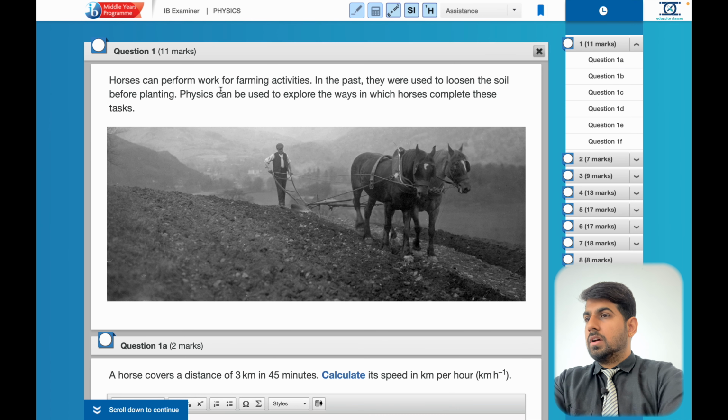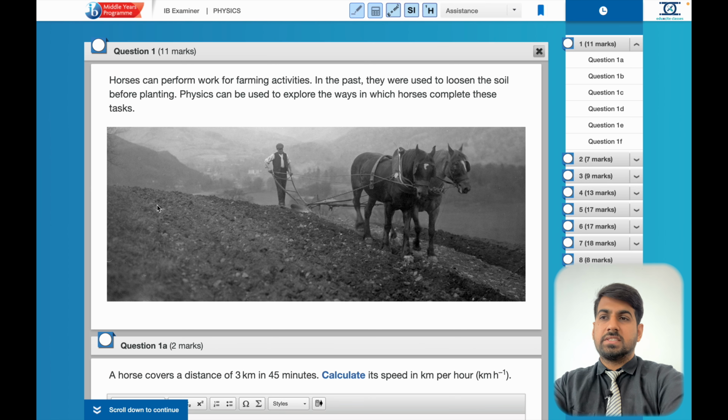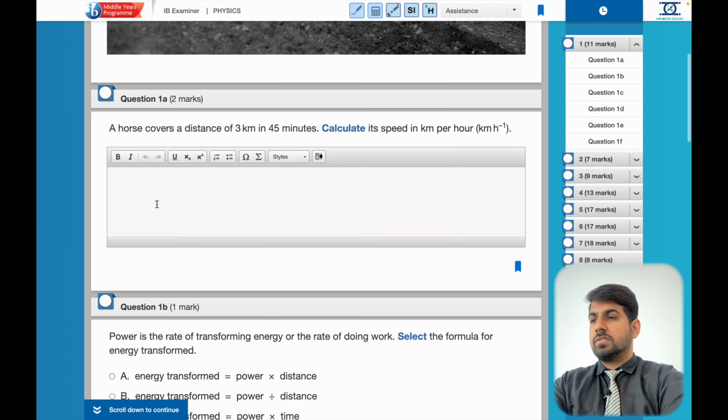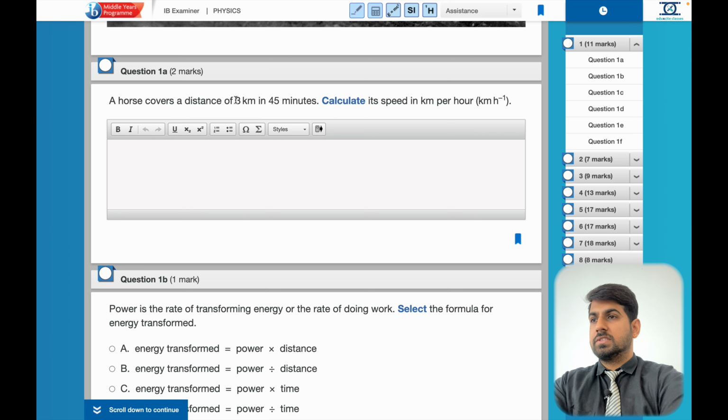So you can see here, horses can perform work for farming activities. In the past, they were used to loosen the soil before planting. Physics can be used to explore the ways in which horses complete these tasks. So the very first question is, a horse covers a distance of 3 km in 45 minutes. We have to calculate the speed in km per hour.